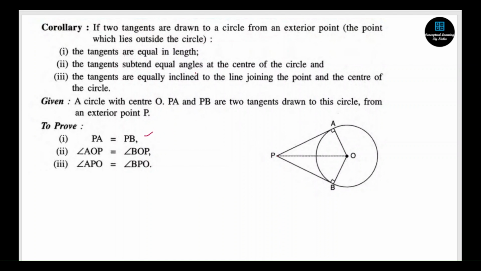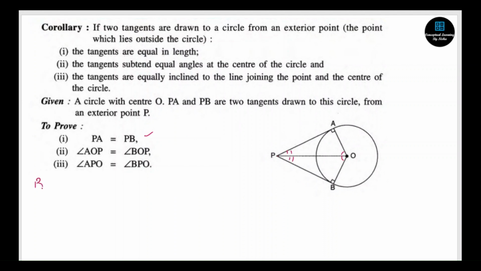The tangents subtend equal angles at the center of the circle. So here angle AOP equals angle BOP. These two angles are equal, that we have to prove. And the tangents are equally inclined to the line joining the point and the center, means these angles are also equal, that we have to prove. Okay, these three things we can prove. Now it is very easy to prove.